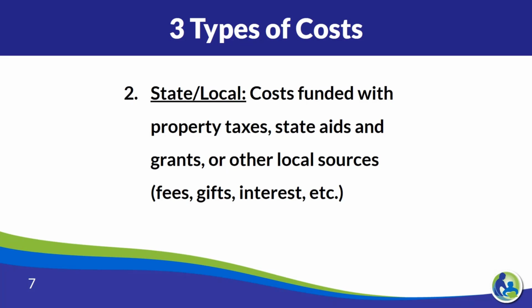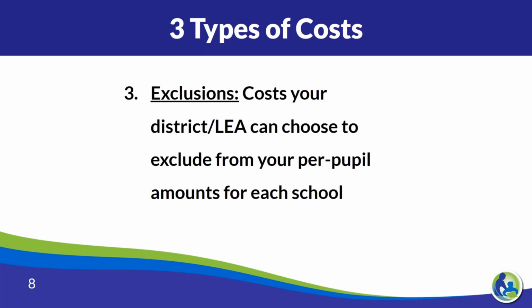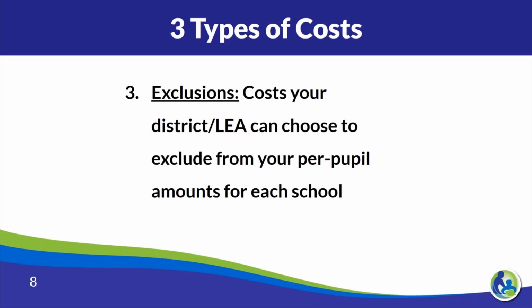There's also a third type that we call exclusions. Exclusions are a set of costs, could be federally funded, could be state or local funded, but these are costs that you can exclude from your per pupil comparisons and your per pupil amounts. The reason is that there are certain costs that aren't really related to your budgeting decisions year to year in terms of what actually goes on with staff and instruction in the classroom. They are indirectly related, but they aren't part of that year to year resource allocation.